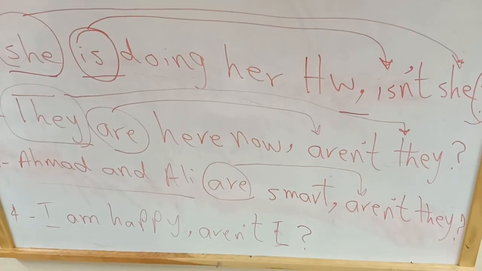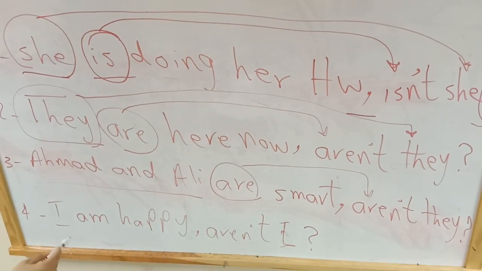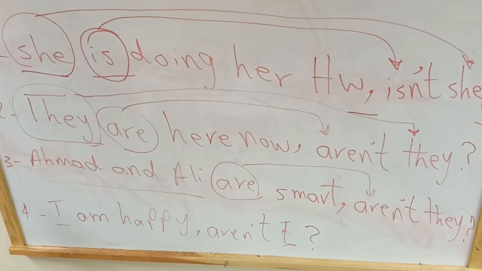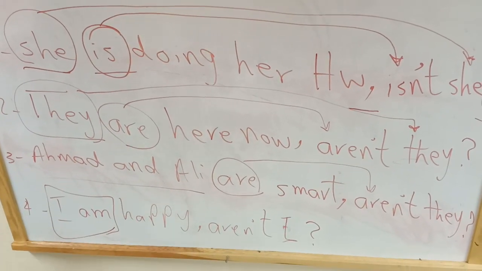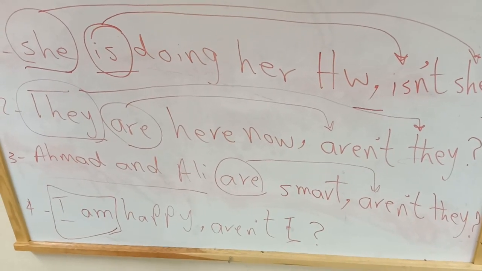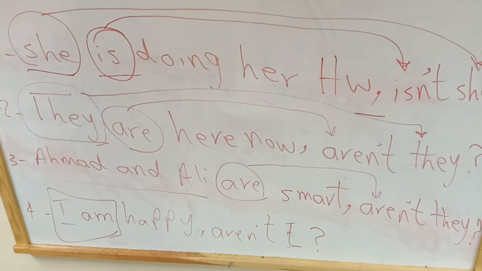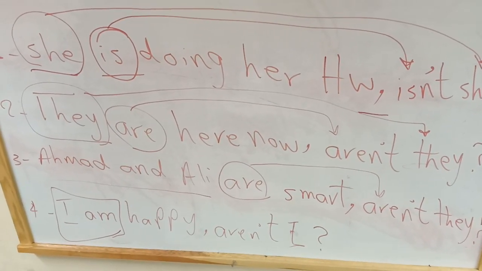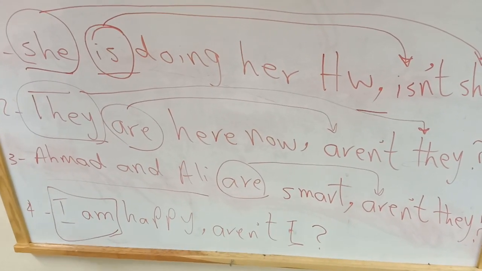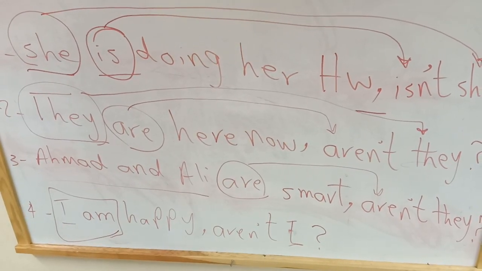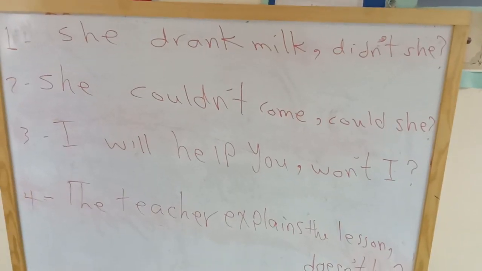I am happy, and this is some irregular question tag. Like what? I am happy. I can't say amn't I because I don't have amn't. Okay, so I turn I am into aren't I. Miss Amal, how can I put are with I? Yes, I can put it here. I told you before this is irregular. Okay, so I am turns into aren't I. Great. Okay. Now let's complete our lesson.